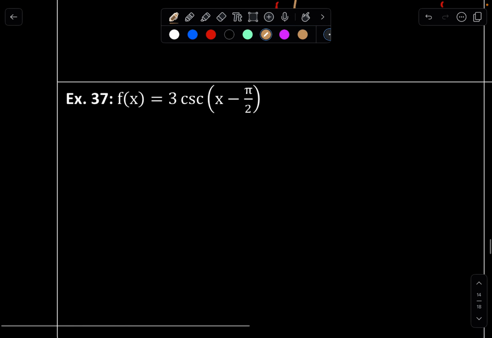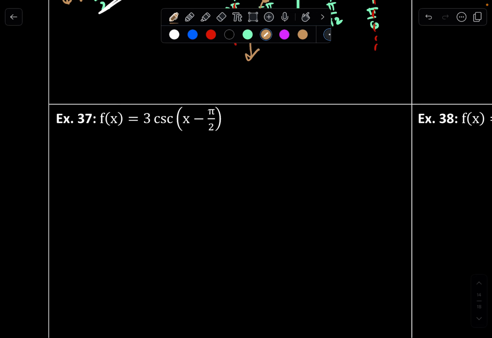All right, cosecant. 3 cosecant x minus pi over 2. All right, so let's try our little sketch. So cosecant, I don't memorize the tables. I'm not going to lie. What I do is I rely on the sketch, and then I can pull my points from that. If you do memorize the tables, then go straight to the table, which means you can skip ahead if you want to. So for cosecant, we can use the reciprocal to get our sketch.